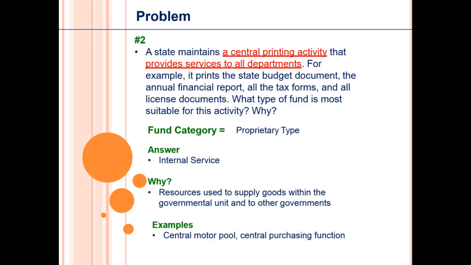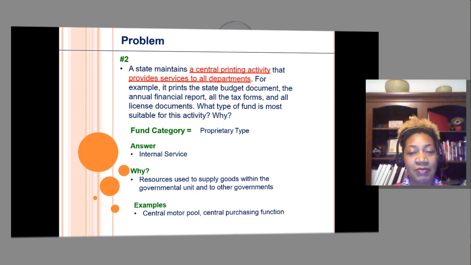So as you can see, what's red and underlined, there is a central printing activity. That, of course, is a typical internal service fund. It is a proprietary type, and that is because it's providing services to other governmental funds inside of the department of the city government. You'll notice the examples at the bottom. Central Motor Pool, which is kind of like the car renting service that IU also has.